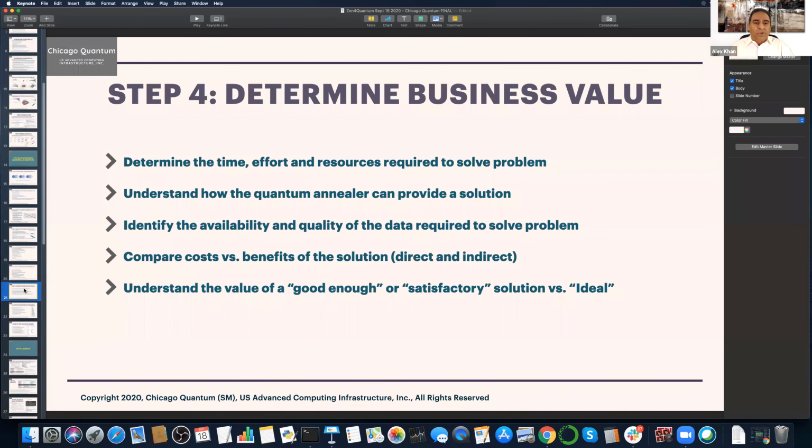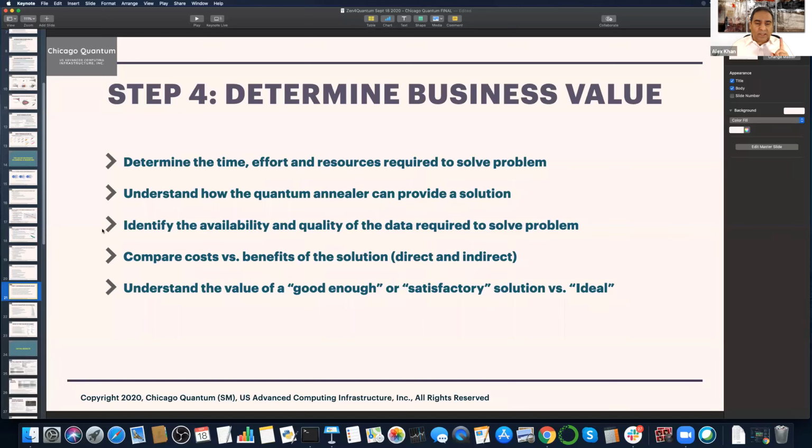Okay, so we can go to the next one. So now we get into the topic of what value you are getting. What is the value of solving this through quantum? What is the value of converting this to a QUBO, which, as I've hopefully conveyed, uses up resources just to get to the QUBO, and the QUBO itself is a bottleneck. So you have to look at your time, effort and resources to use a quantum annealer, and what kind of data you have available to actually solve this. Compare the costs and benefits of solving it directly the way you're doing classically versus solving it through the annealer or some other method.